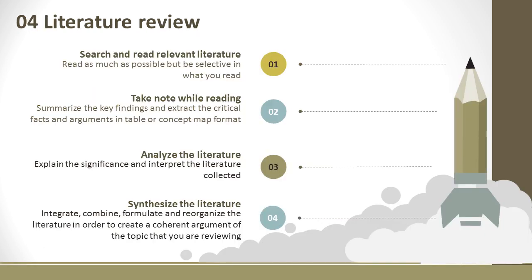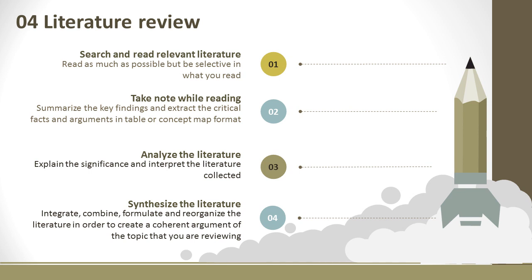Step 4. Literature review. There are 4 parts to conduct a literature review. Part 1. Search and read relevant literature. In this part, you have to read as many papers as possible. However, it's impossible to read all the papers published in your field of study. The key is you got to be selective in what you read, or you're going to be overwhelmed with too much information.